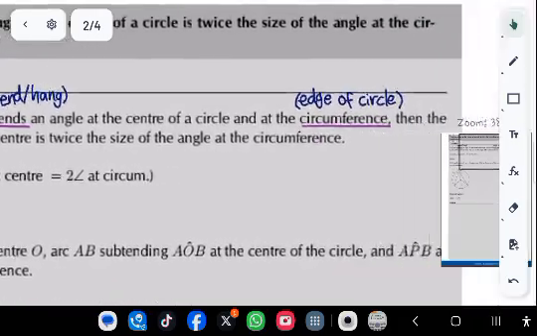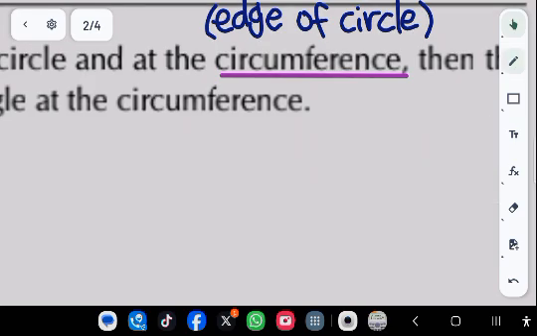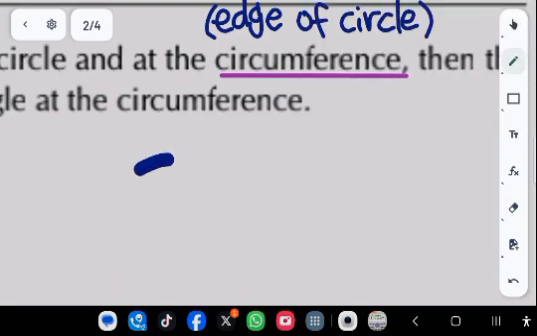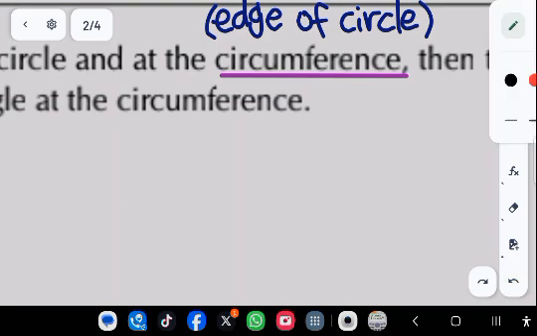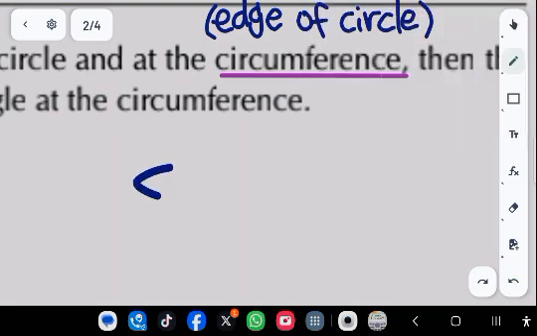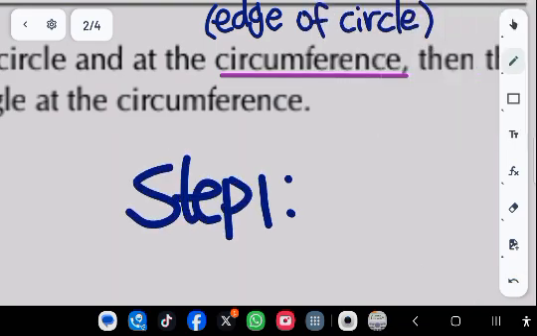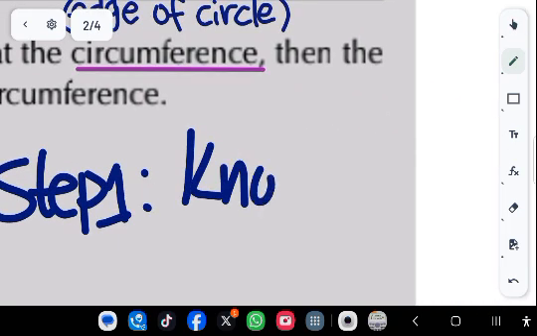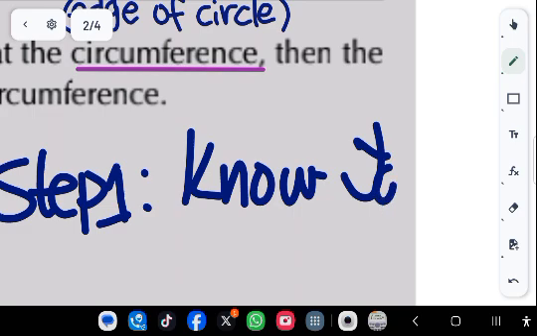Here is step number 1. We need to figure out what the goal is. Step number 1. Know your theorem. What does the theorem say?